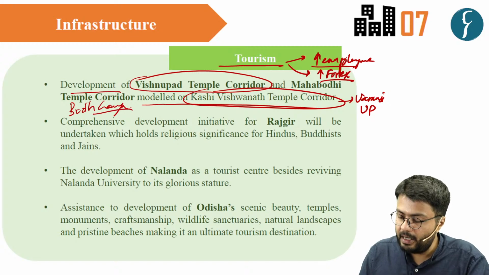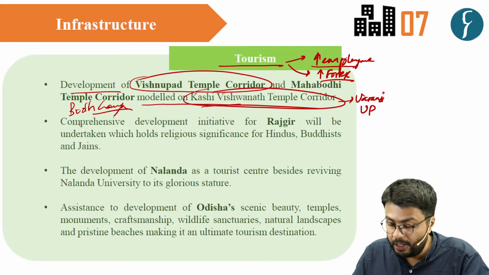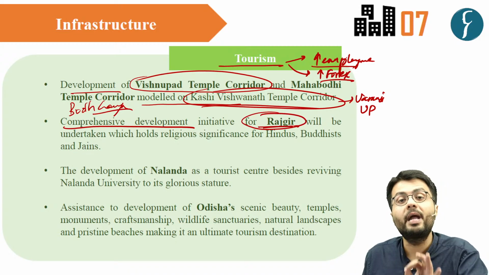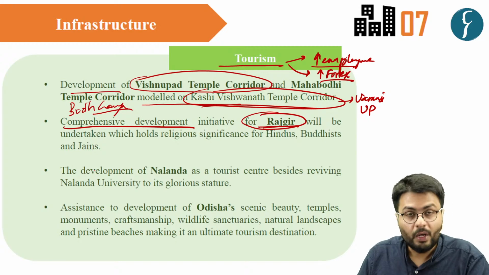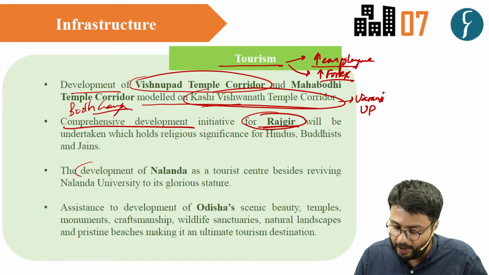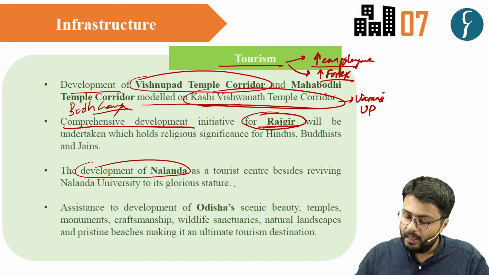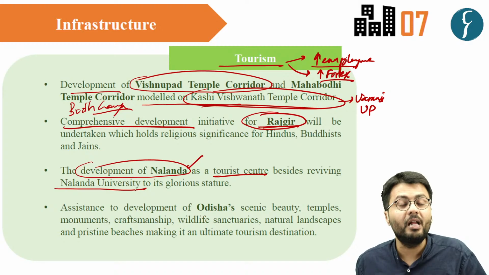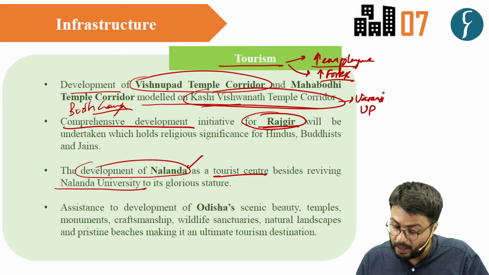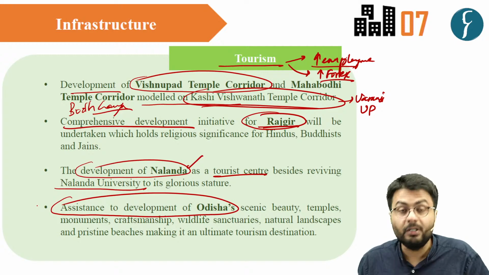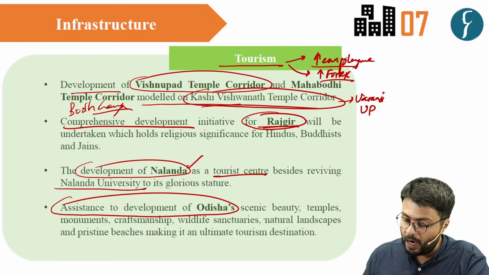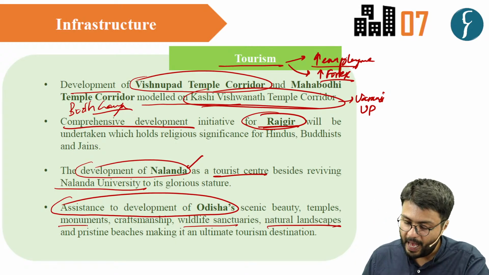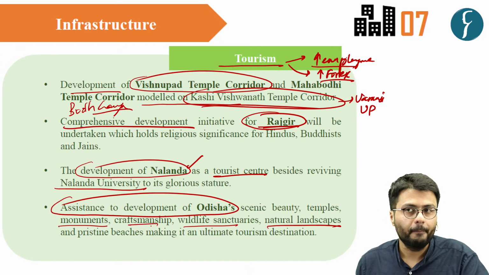Now these corridors will be undertaken in the cities of both Gaya and Bodh Gaya, and this is extended to the state of Bihar in addition to a comprehensive development initiative for areas located in Rajgir. Also, as you can understand from recent developments, the government is also supporting development of Nalanda as a tourist center in addition to establishment of Nalanda University. Further, the government is also providing assistance to the state of Odisha for undertaking various developments in its wildlife sanctuaries, natural landscapes, as well as monuments and craftsmanship.